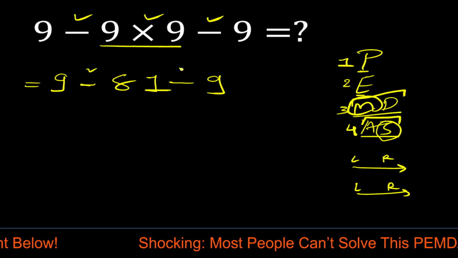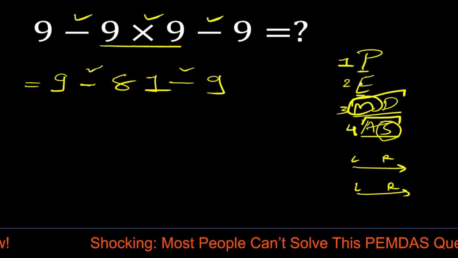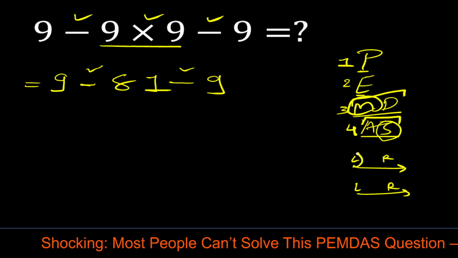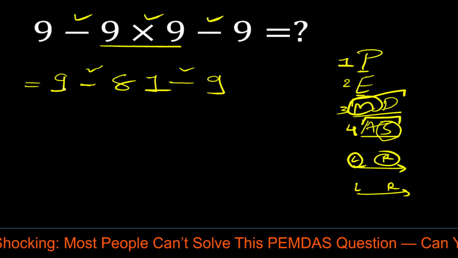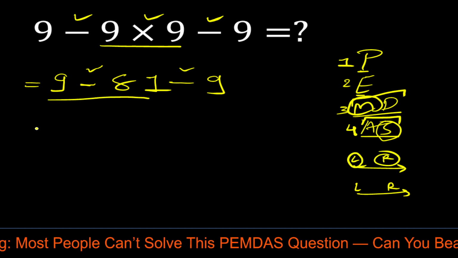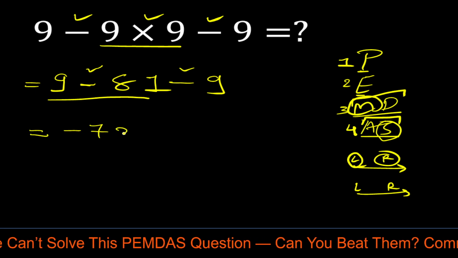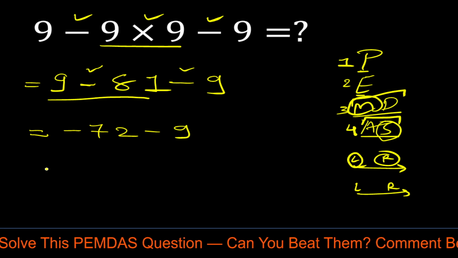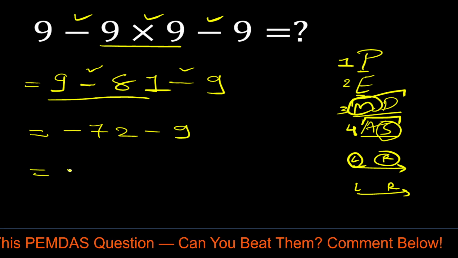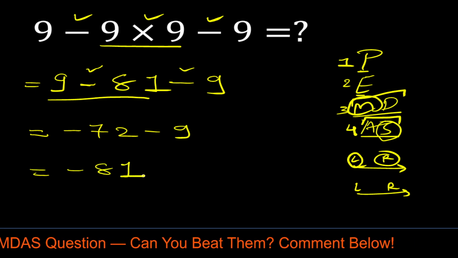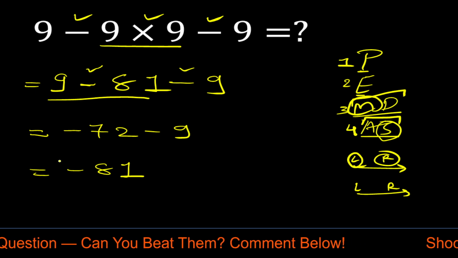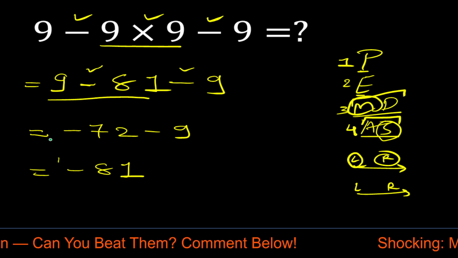Now here we have subtraction and here subtraction, and both have equal priority, so we have to solve it from left to right. So first we have to solve this subtraction, right? So 9 minus 81 is equal to minus 72 minus 9. So minus 72 minus 9 is equal to minus 81, right? So the correct answer is minus 81.